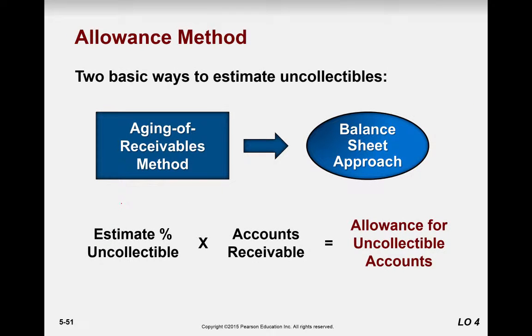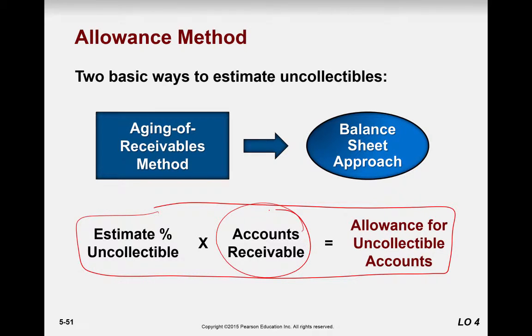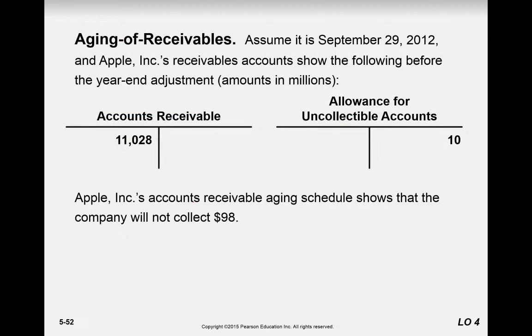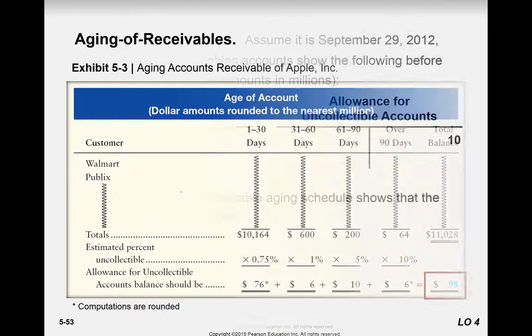Now, with the allowance method on the aging of receivables, we have a similar formula, except instead of percentage of sales, we're looking at our AR balance. We still have the same information as before, but now they're telling us that 98 million is not going to be collected.